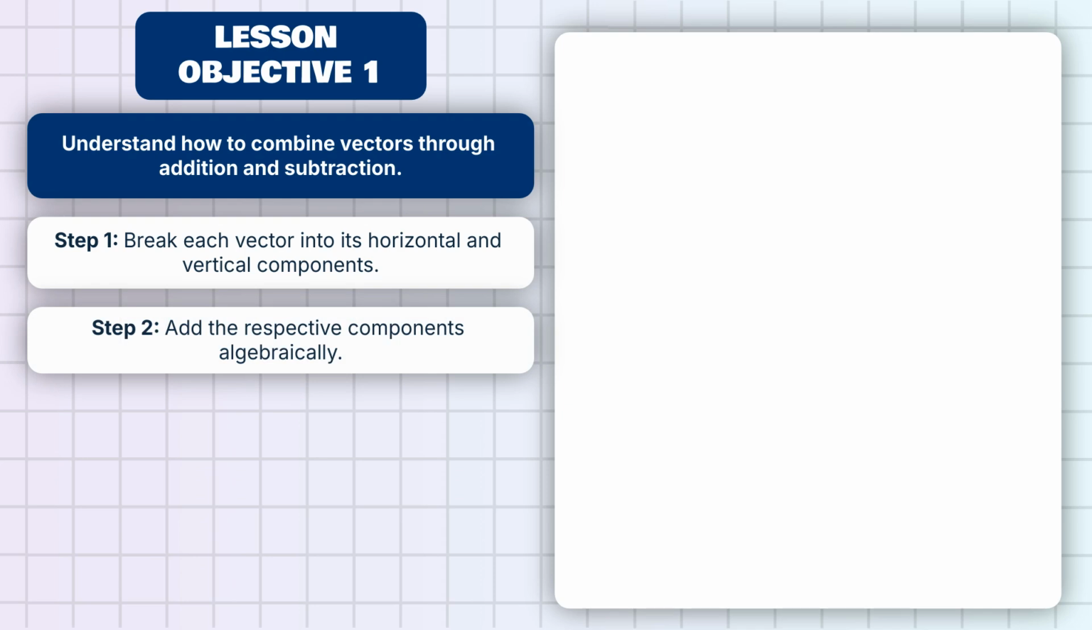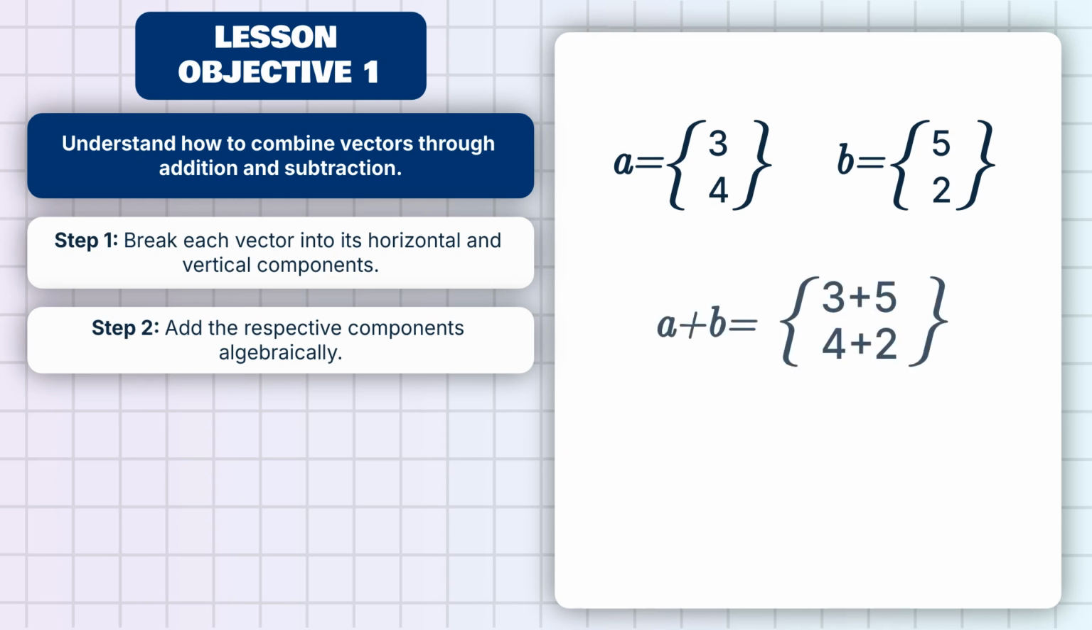Let's use the same example where a equals 3 over 4 and b equals 5 over 2. To calculate a plus b, we need to add both top numbers to find the overall horizontal movement, and then add the bottom numbers to find the overall vertical movement. In this case, a plus b equals 3 plus 5 over 4 plus 2, and therefore a plus b equals 8 over 6, which means 8 units of movement to the right, and 6 units of movement upwards.